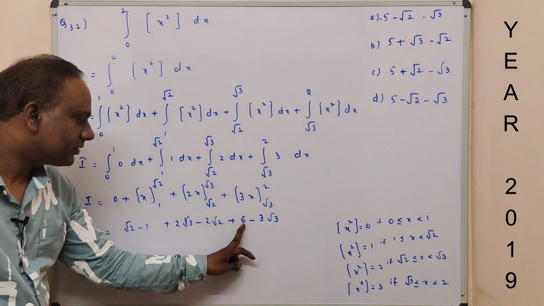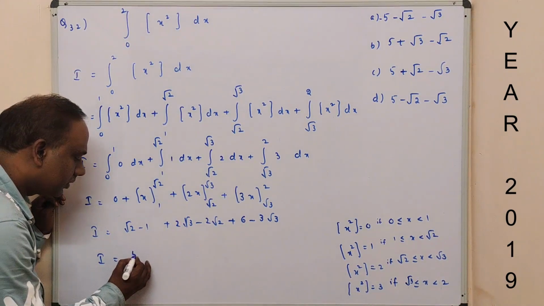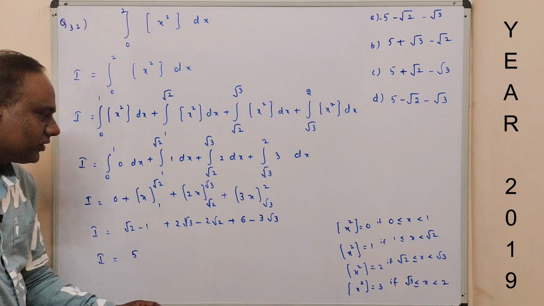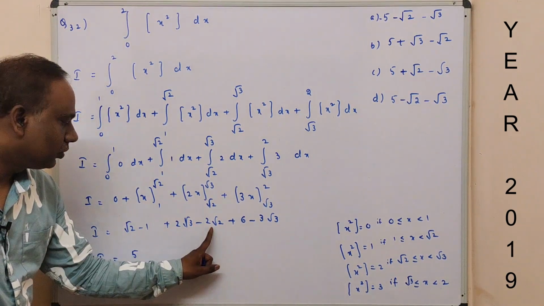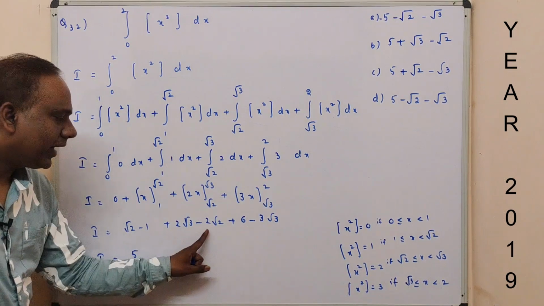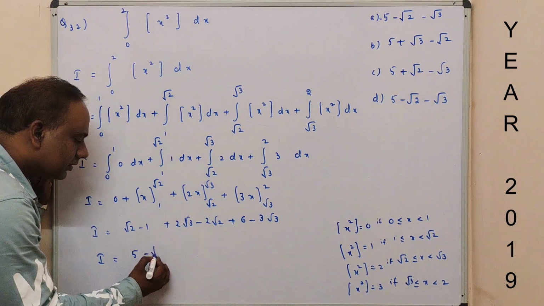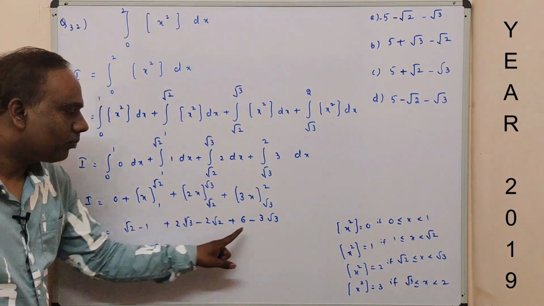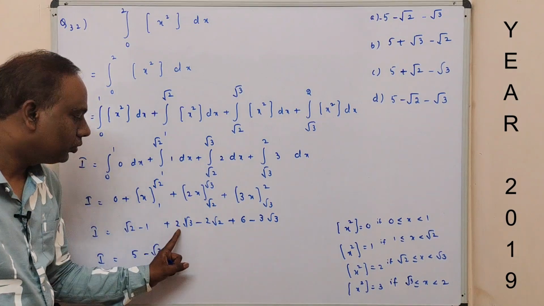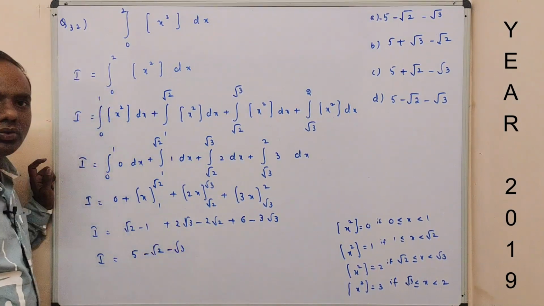Now I is equal to, the bracket is actually not needed. Here 6 minus 1 is 5. It is actually root 2 and this is 2 root 2. Root 2 minus 2 root 2 is minus root 2. 2 root 3 minus 3 root 3 is minus root 3.